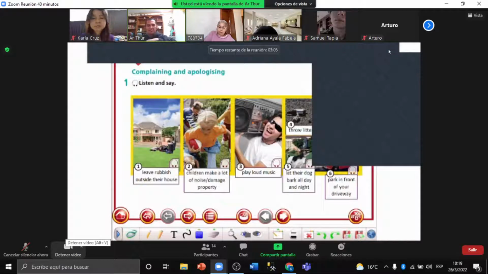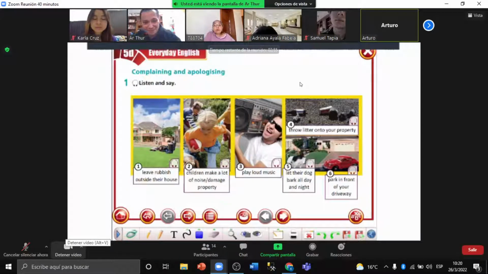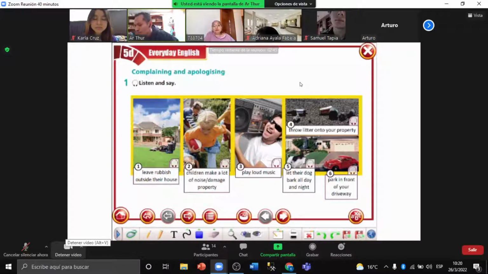Children make a lot of noise. No, it's a typical situation in the schools, right? When they broke, like, I forget it. ¿Cómo se dice ventana? En inglés se me olvidó, teacher. Window? Window. It's an example.